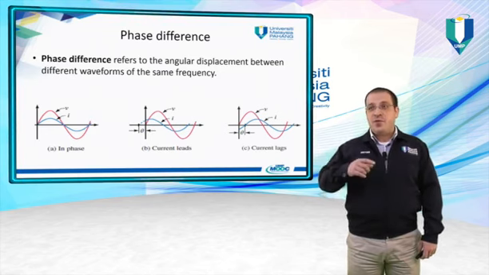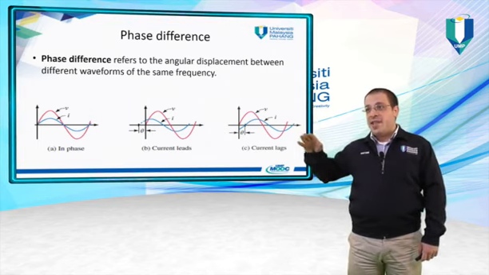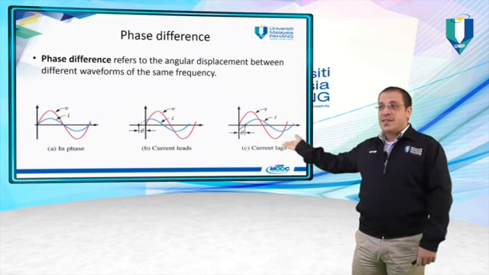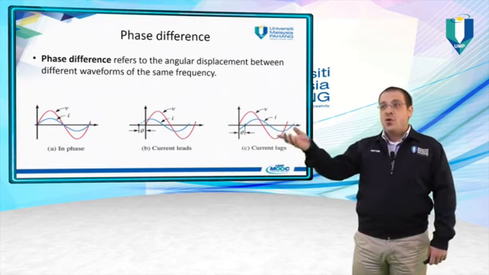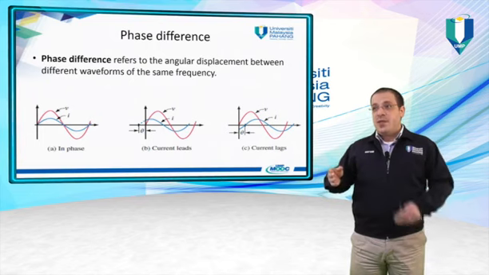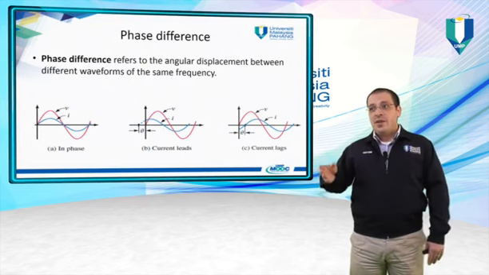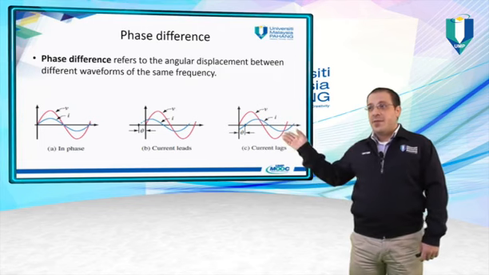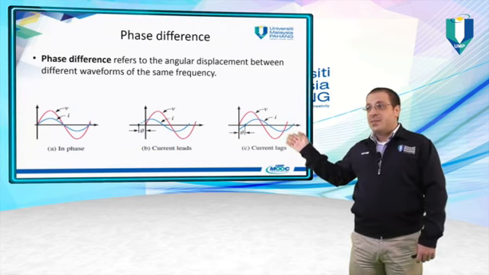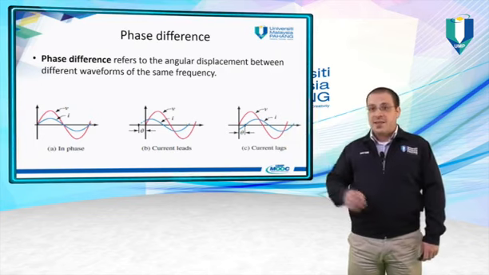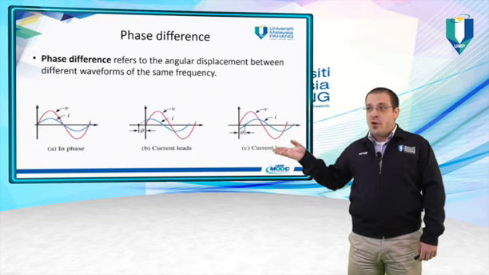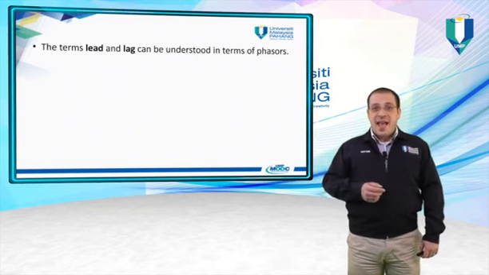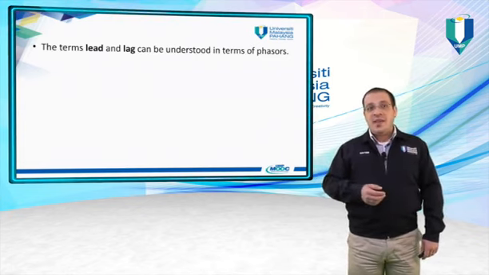Phase difference, if we have two sinusoidal waveforms, is the angular displacement between different waveforms at the same frequency. For example, the voltage and current always have the same frequency. If they start at the same point together, as you can see in figure A, they are in phase. In figure B, you see the current is starting before the voltage, so we say the current leads the voltage. In figure C, the current lags because the voltage starts before the current. I mean, it passes through 0 before the current.